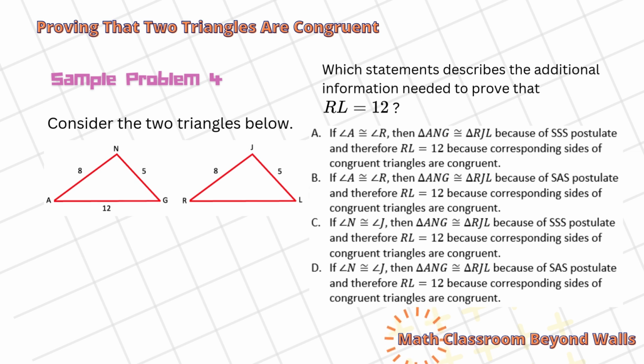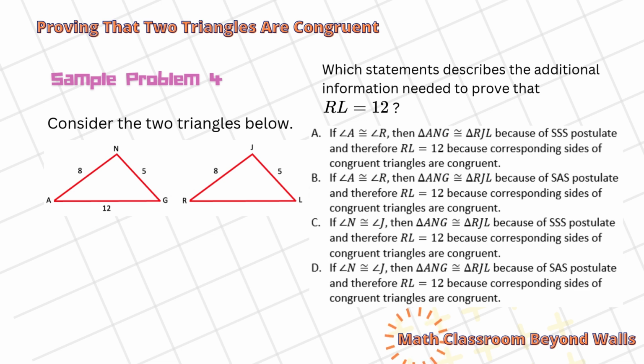So our strategy is to examine each option, put the added information into our given drawing, then check if the added information will prove that the triangles are congruent. If proven congruent, then conclude that side RL is also 12. Let's go.